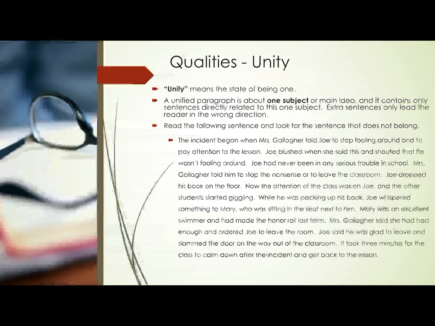A unified paragraph is about one subject or main idea, and it contains only sentences directly related to this one subject. Extra sentences only lead the reader in the wrong direction. So I'm going to read the paragraph below to you. I want you to look or listen for the sentence that does not belong.